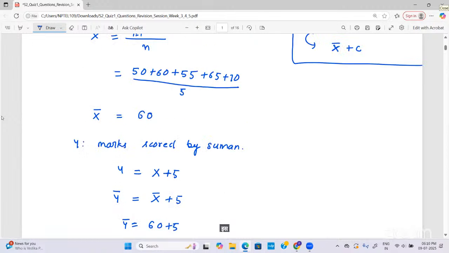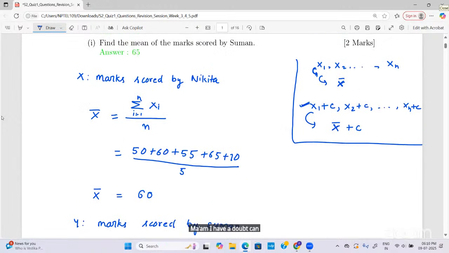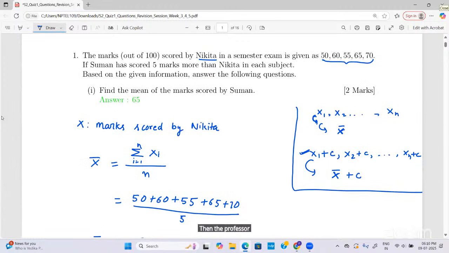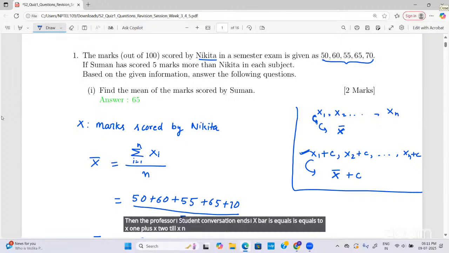Ma'am, I have a doubt. Can I ask? Yes. Ma'am, the professor has told us that for calculating the sample mean for discrete observations, X bar is equal to X1 plus X2 till Xn by, in one formula it was capital N and in another formula it was small n. And it was discussed that capital N is for population mean and small n is for sample mean. So I want to ask, how does this make a difference?